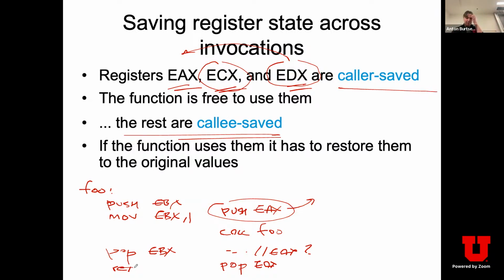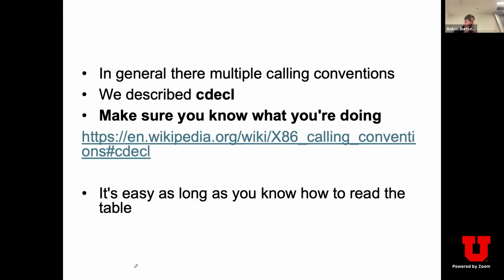Okay, we got this one. And more or less, this is it. I didn't discuss the conventions about floating point registers, stuff like that. They exist as well, right? Similar rules. But in general, again, there are multiple calling conventions. I described what is called cdecl, which is used on Unix machines these days.